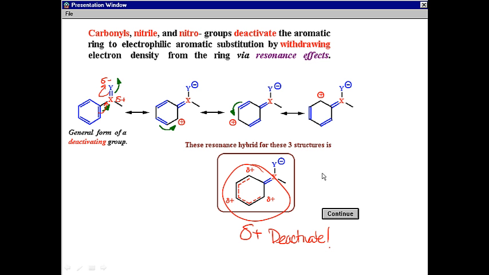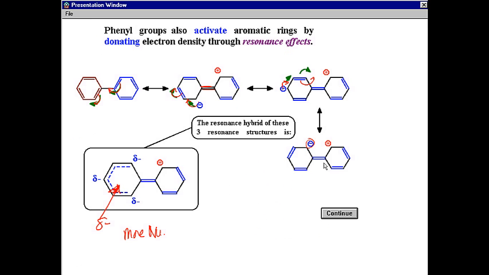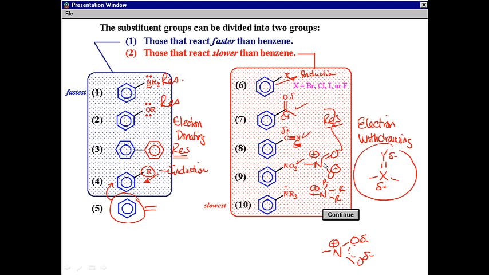And so they're more powerful. If I go again back to my chart, carbonyl does this a little bit, CN even more, and the NO2 with the full-blown positive charge here, that's really deactivating my ring. So these three guys deactivate by resonance.